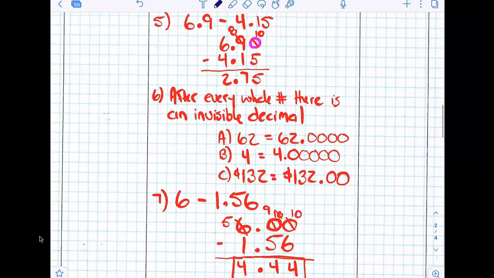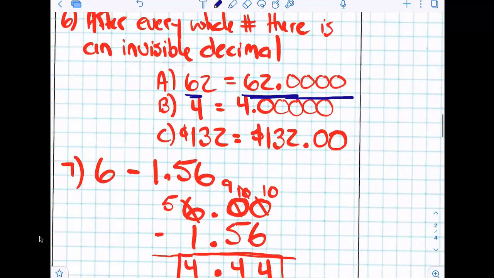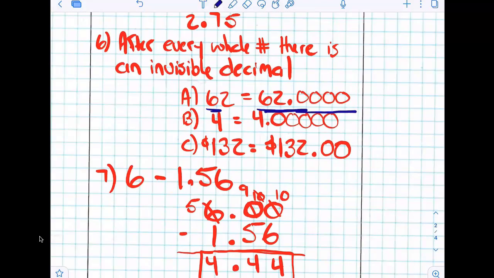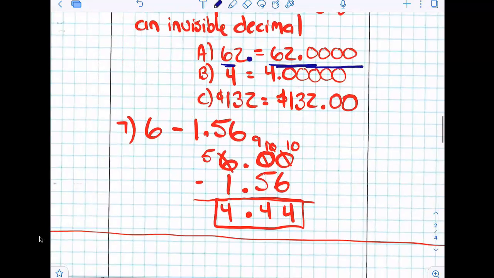All right, 62. Is 62 the same as 62.0? Yes. Is it the same as 62.00000? Yes. Every single whole number has an imaginary decimal point at the end of it. So if you put it there, it's not imaginary anymore, though, right? So every single number has a decimal point at the end of it. Yes, no? Yes.